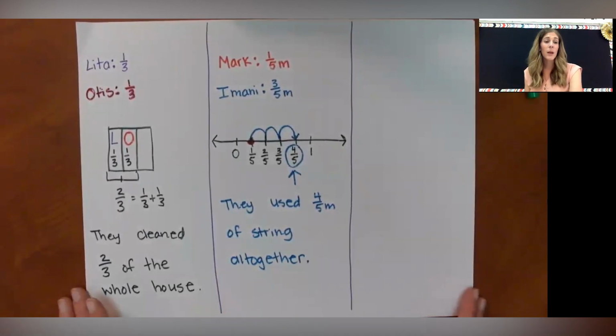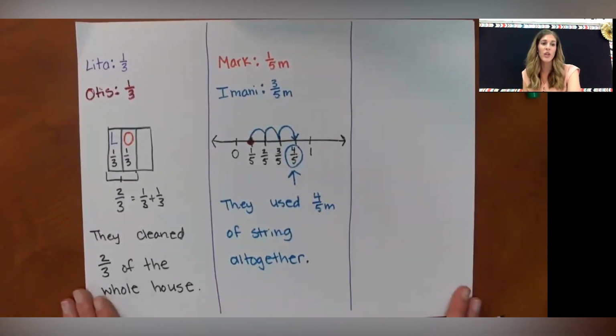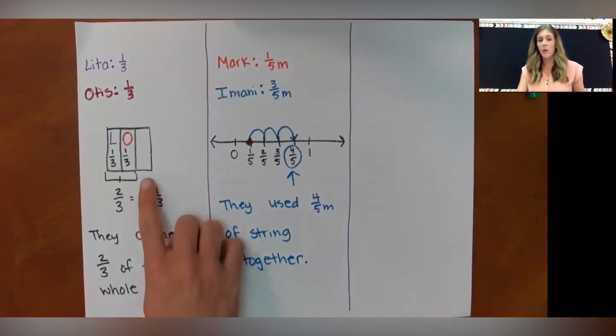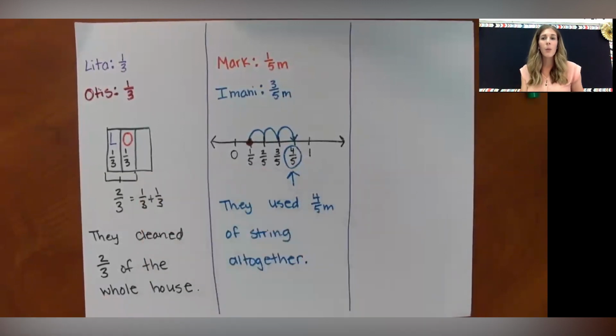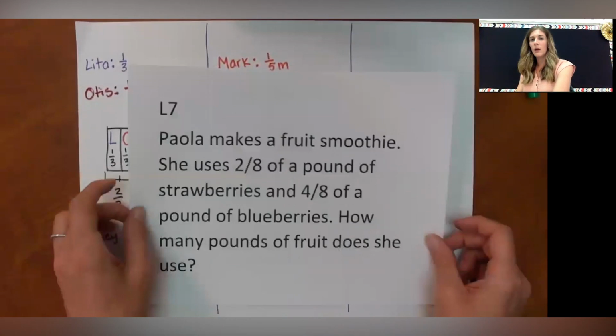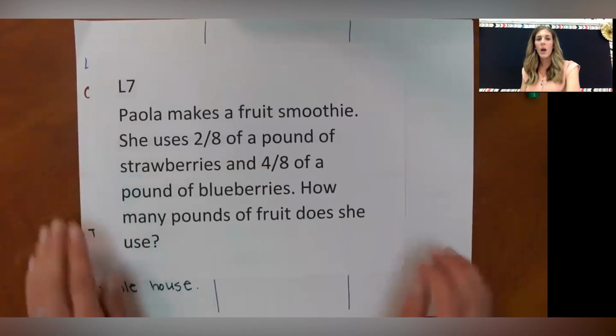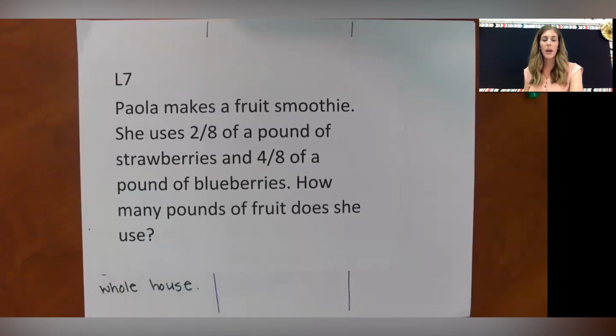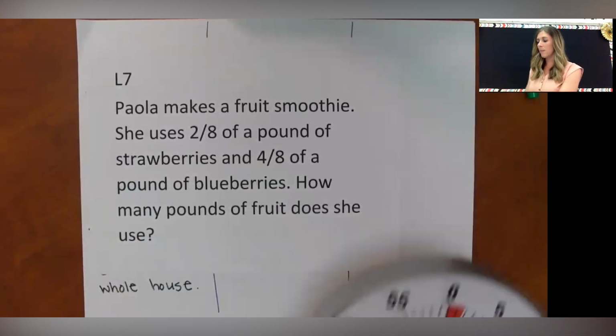Okay, the last one I'm going to let you do all on your own, and then we'll check it together. You can choose your model. If you want to do a drawing like this or a number line, whatever works best for you. Here's the problem. Paola makes a fruit smoothie. She uses 2/8 of a pound of strawberries and 4/8 of a pound of blueberries. How many pounds of fruit does she use? So I'm going to give you about a minute and a half to work this problem.